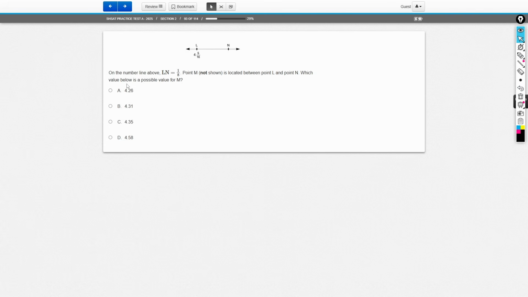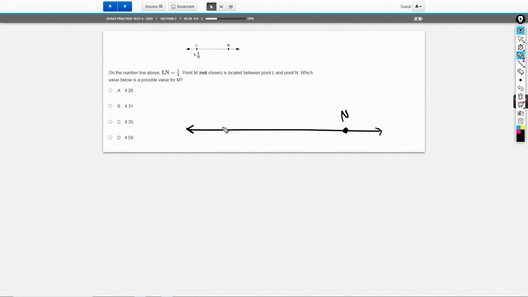Over here it says, on the number line above, LN is equal to 1/8 and M is located between point L and N. Which is a possible value for M? Okay, so here is our number line. Here is N, and here is 4 and 5/16. My advice here, because our options are in decimals and our numbers here are in fractions, is to convert everything here into a decimal, right?